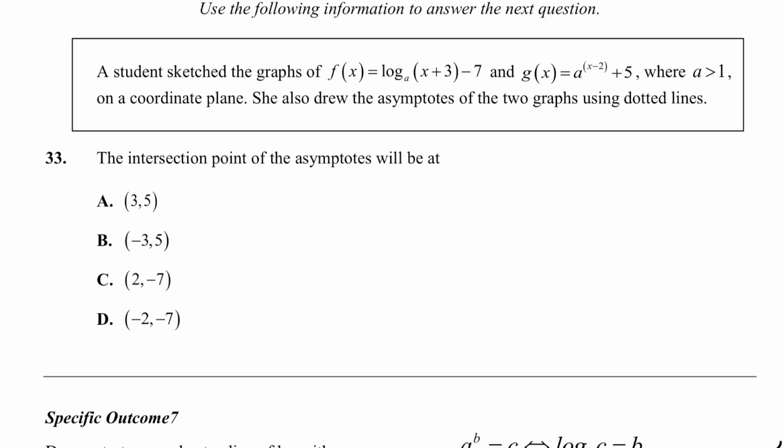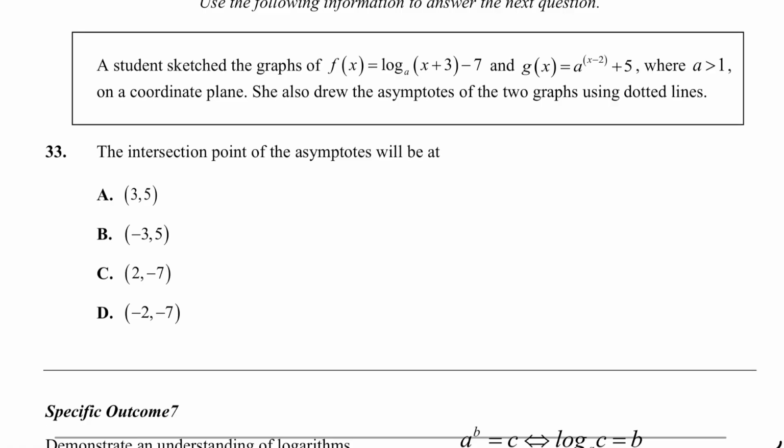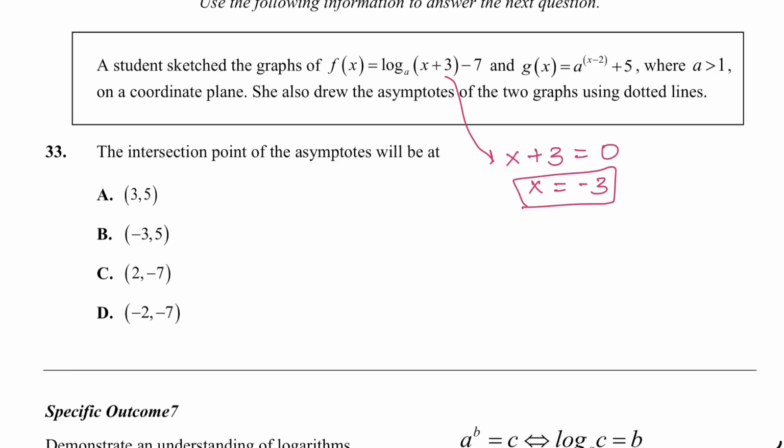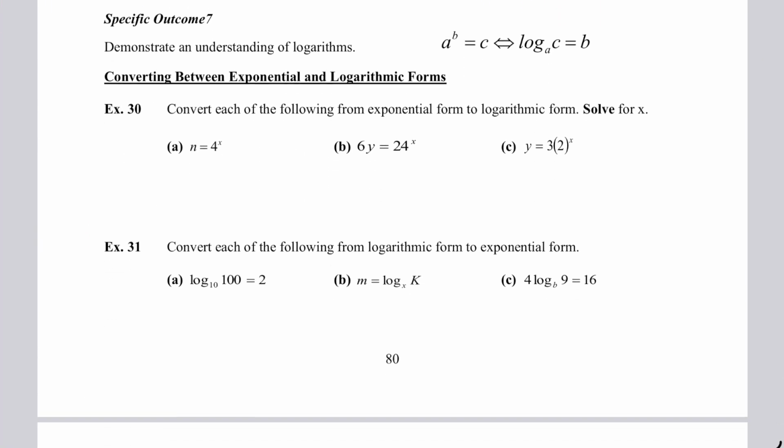So take some time, think about it, pause the video. So x plus 3 is equal to 0 will give us your vertical asymptote. And in this case, we are going to consider our y value, which is going to be 5. So our answer is going to be (negative 3, 5), the intersection point of these two asymptotes.